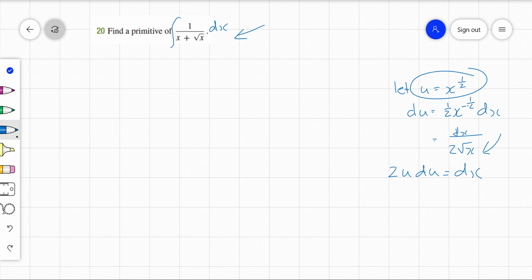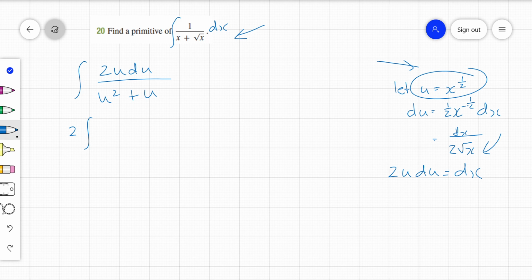So you can see, instead of dx in this integral, I'm going to put 2u du. And instead of x plus root x, I'm going to do it in terms of u. So x would be the square of that, so that's u squared, and root x is u. Now that simplifies nicely. So I could put the 2 out the front of the integral, and then I've got u on u squared plus u.